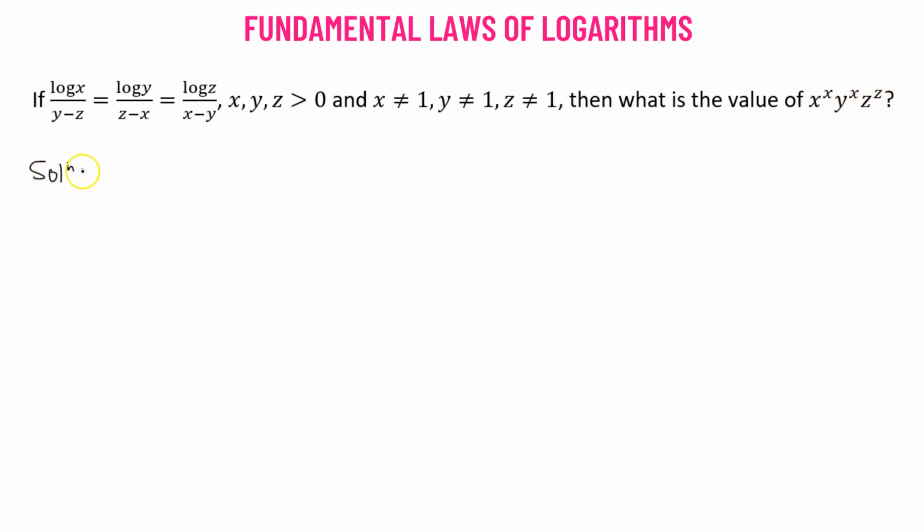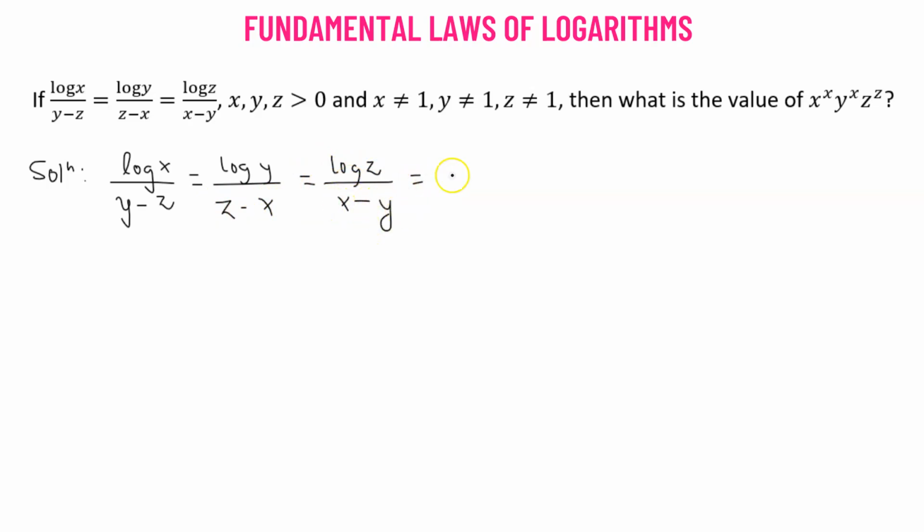So let's begin. We will start with our given condition. Here we are given the log of x divided by y minus z, that's equal to log of y divided by z minus x, and this is equal to log of z divided by x minus y. So we'll suppose that all these three expressions are also equal to lambda.